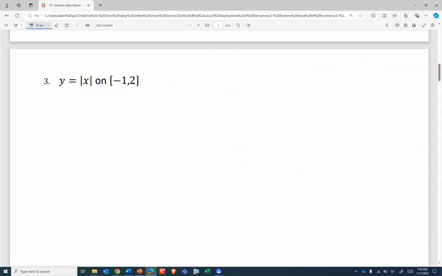All right, let's start farther to the left here. What does the absolute value of x look like?